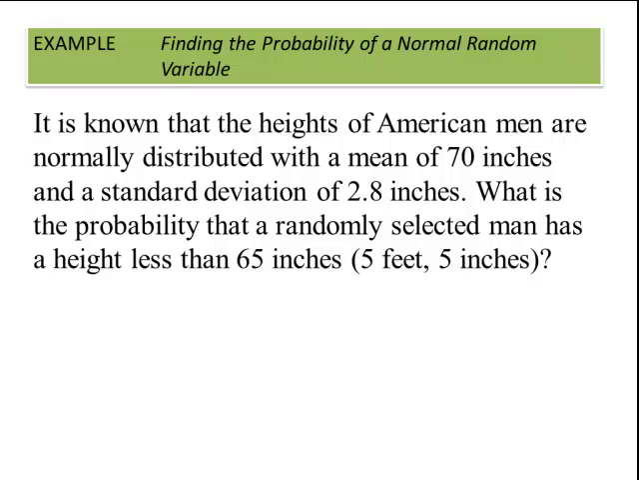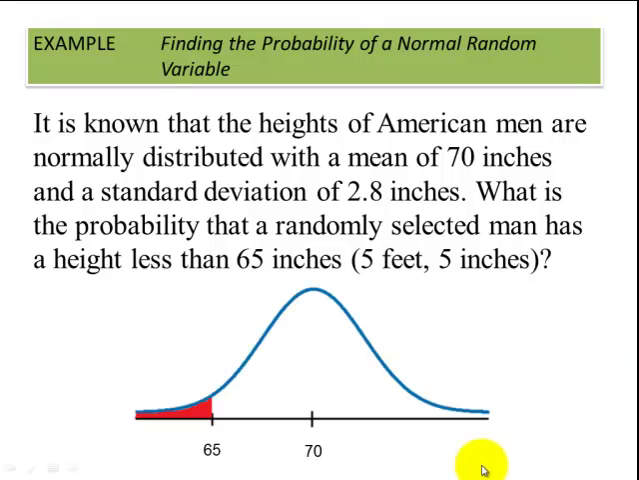Our first step is to draw a picture. Mu is 70. The random variable we're interested in is 65 inches, and we want less than. So that's area to the left. From the picture we can see that this is less than 0.5 because it is less than 70.